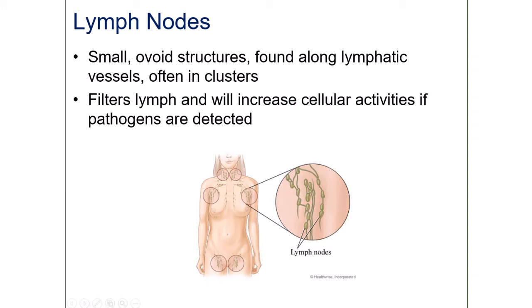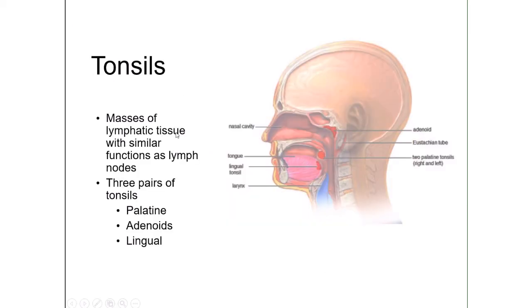Again, that's because of the white cell activity going on within the lymph nodes. Basically, the lymph nodes filter the lymph, and they will increase in cellular activity if they detect some kind of pathogen. So this is basically the theme of all of the lymphatic organs that we're going to talk about. Same thing here with the tonsil.